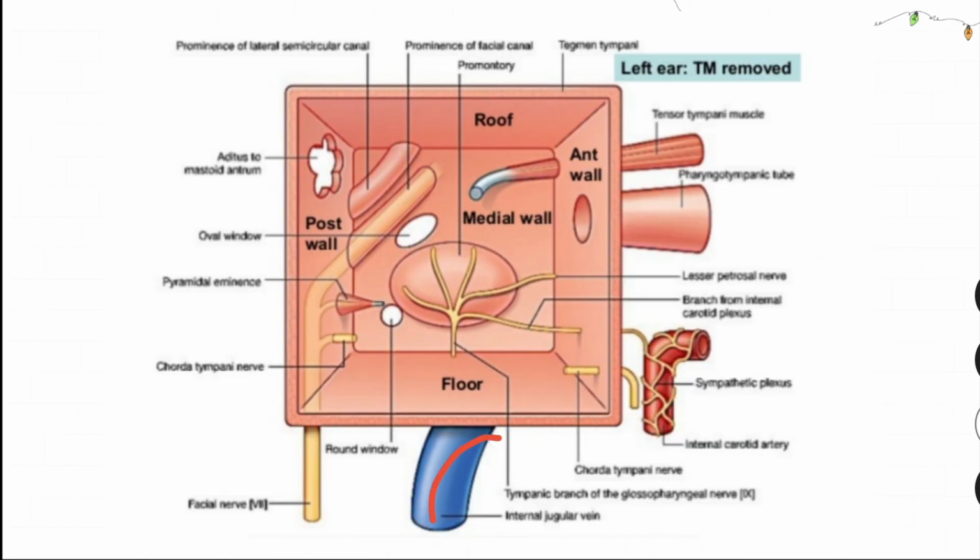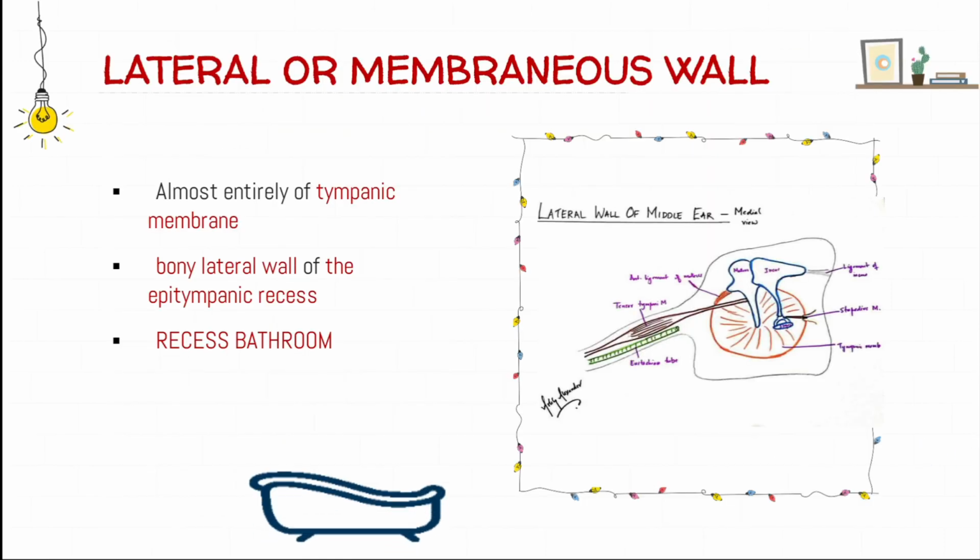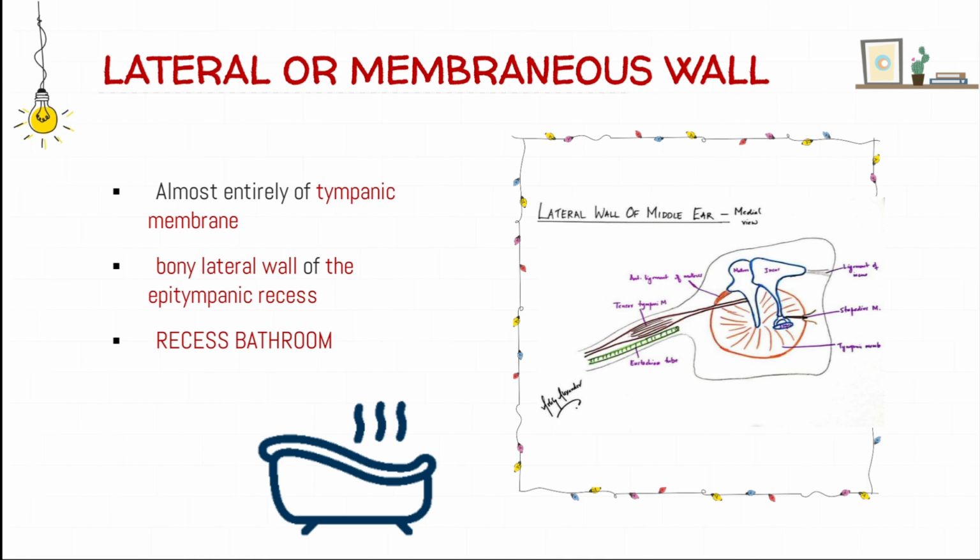In the figure, you can clearly see there is internal jugular vein which is separated by the floor, and there is a small aperture closer to the medial wall through which the nerve arises.